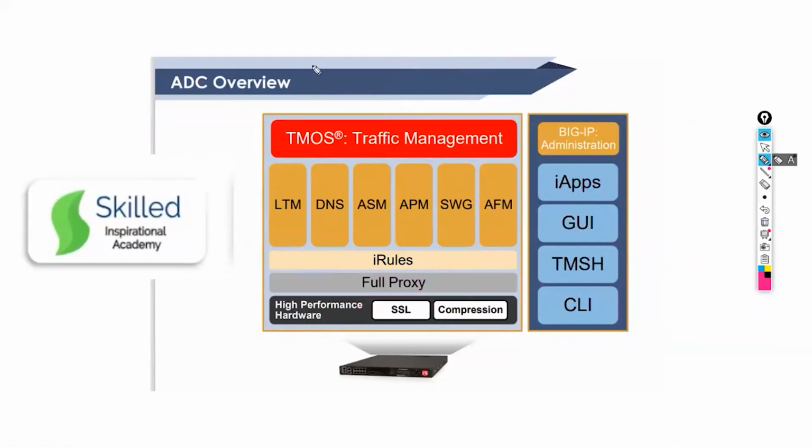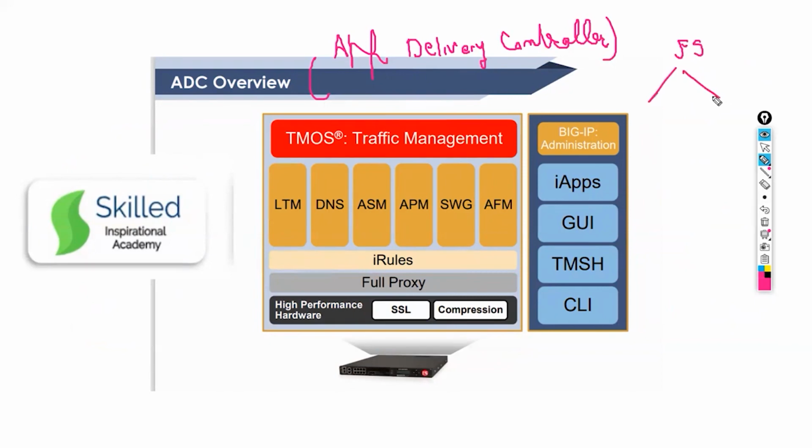Now, guys, what does this ADC mean? ADC means application delivery controller. Very, very important, guys. This diagram is very important. In F5, guys, you have two planes. One is management plane. One is data plane. So F5 is segregated into two planes. This one is management plane and this one is data plane.